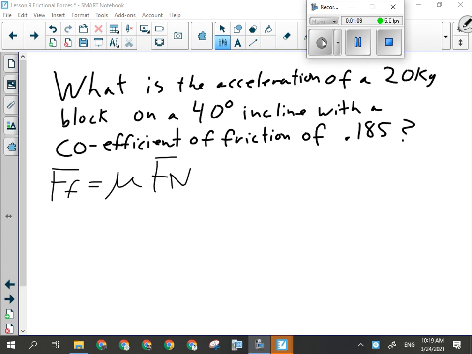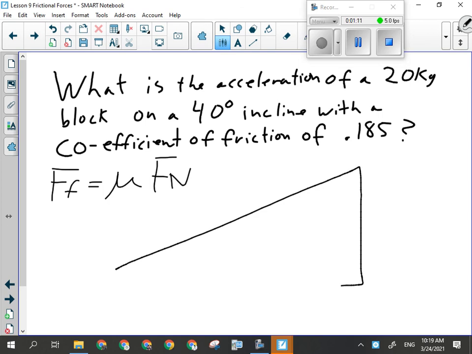So we have our inclined plane that's angled at 40 degrees. So we got our 40-degree angle here, and we have our 20-kilogram box on there. The coefficient of friction is 0.185, and we want to find the acceleration.